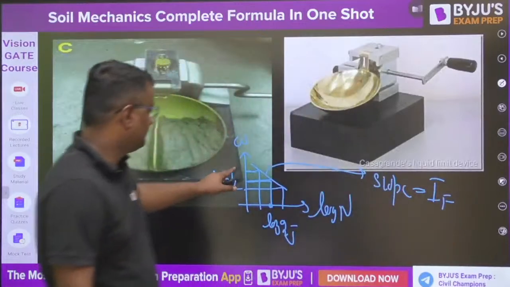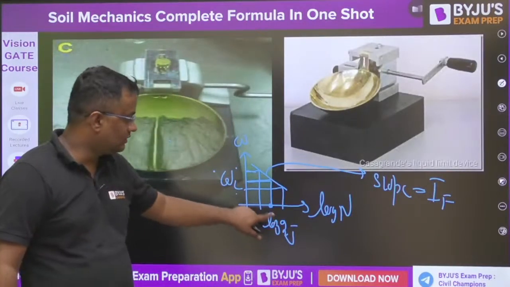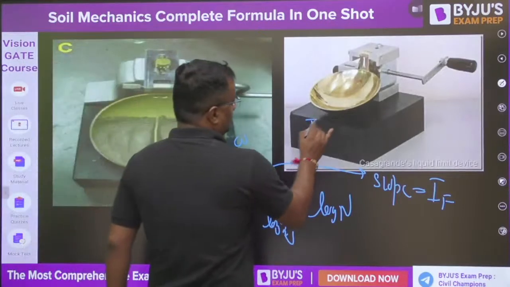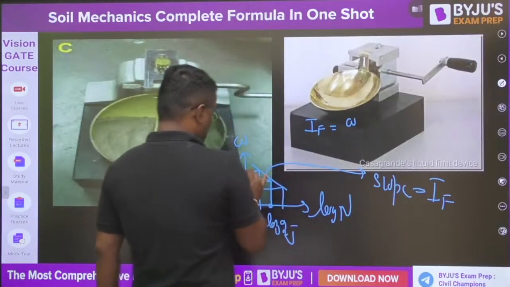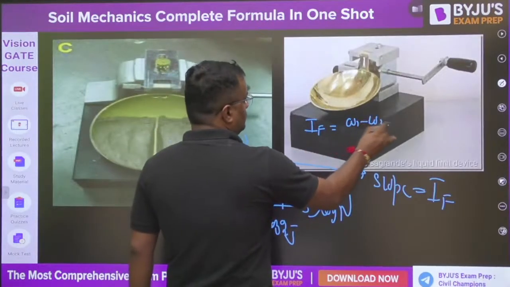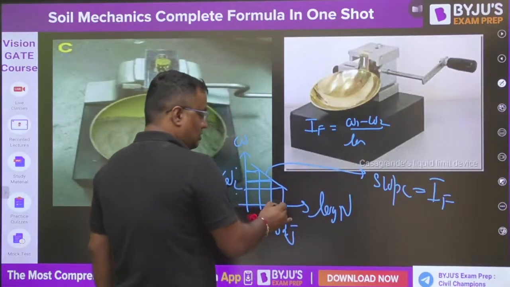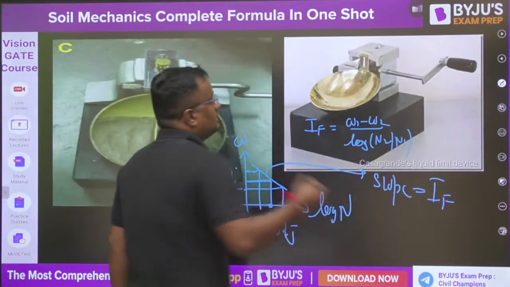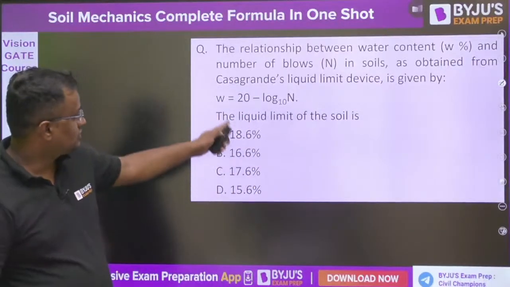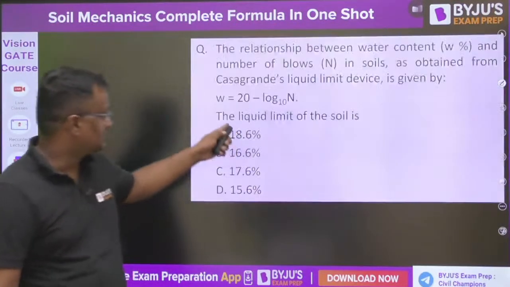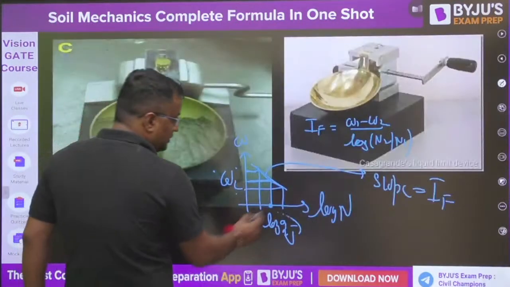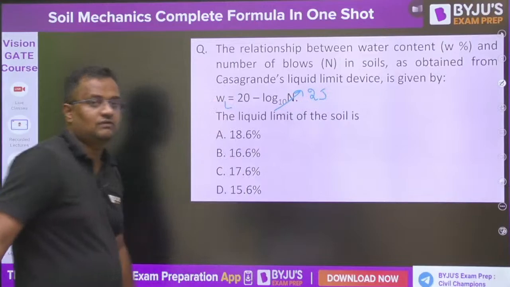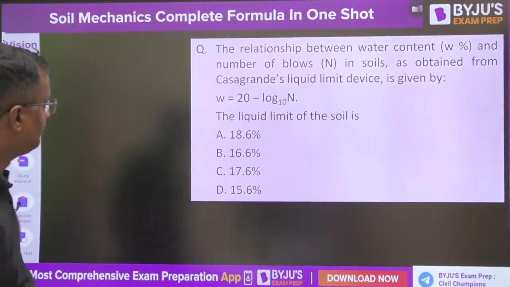So it is w1 minus w2 upon log n2 minus log n1. Suppose this is w1, this is w2, this is n1, this is n2. So w1 minus w2 upon log n2 minus log n1, which is log of n2 by n1. Now this kind of question will be asked. So this is the equation of that blue line. Find the liquid limit. Liquid limit is corresponding to 25 number of blows. Put n is equal to 25 here, so whatever value comes will be the liquid limit, 20 minus log 25.